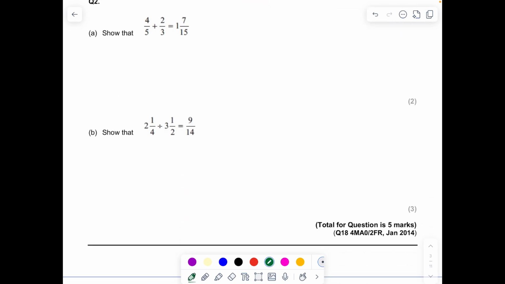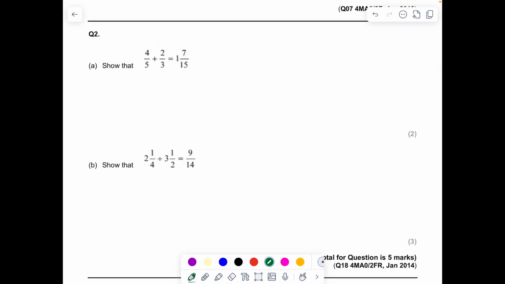Show that questions. Remember, you have to show your working, otherwise you cannot get the full 5 marks for these 2 questions. And so here we're timesing top and bottom by 3 to make them both out of 15. So I get 12 fifteenths. Top and bottom here by 5, so that we get 10 over 15. Add them together and you get 22 over 15. Turn it back into a mixed number. How many 15s go into 22? 1. Remainder 7 over 15.